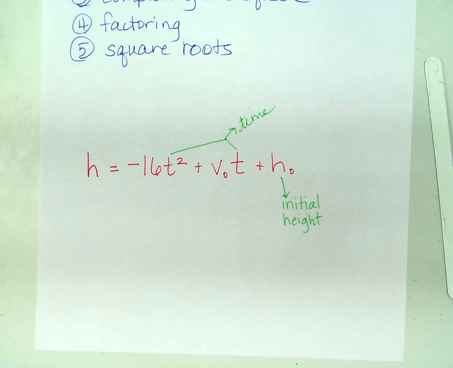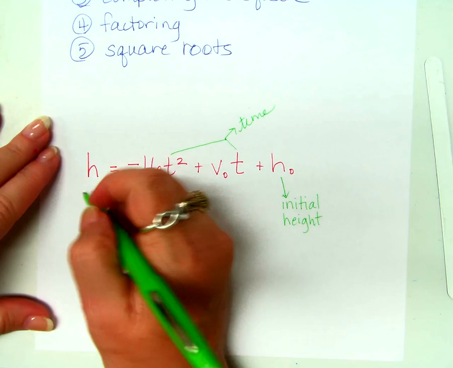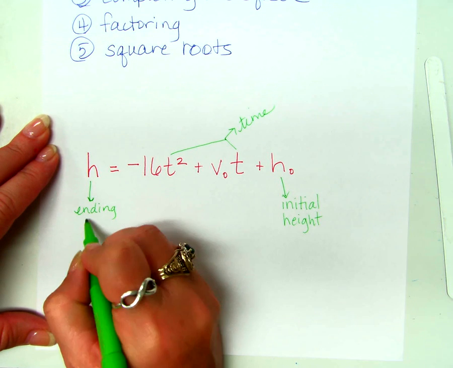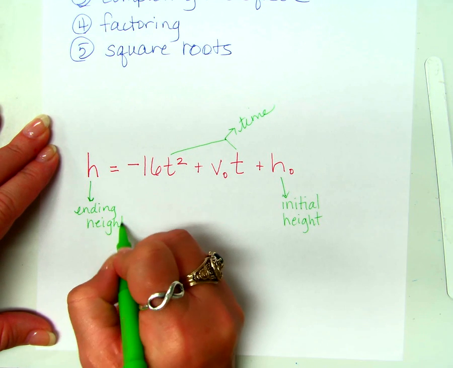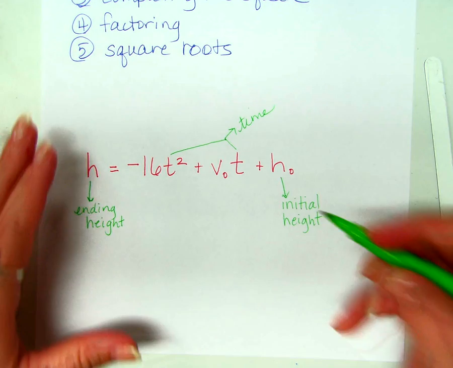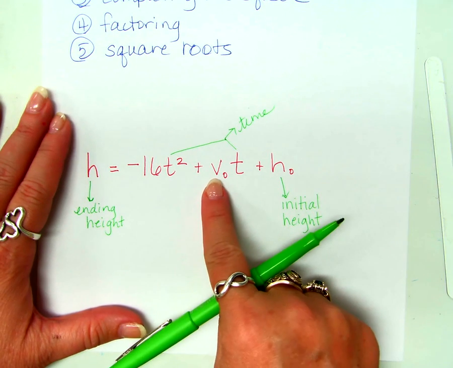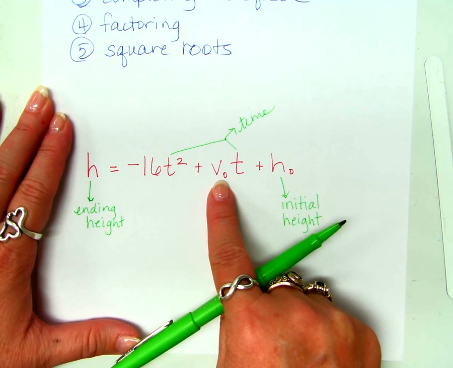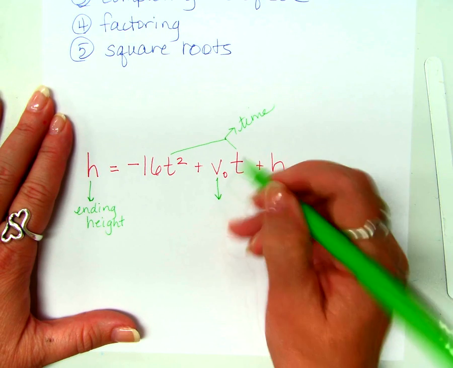Fair enough? Okay, so which one's this then? Yeah, very good. That's our ending height. So what's left? Why would you think that this is initial velocity? Because of this sub-0, right? Sub-0. So, initial velocity.